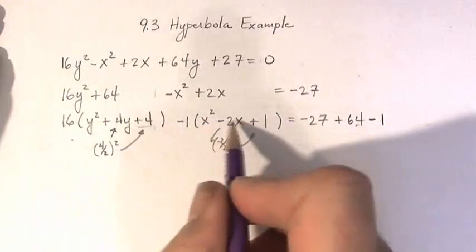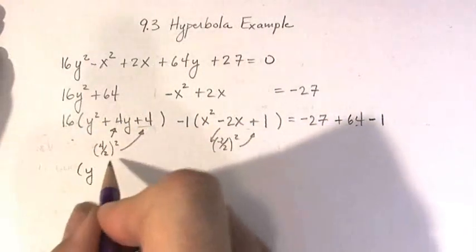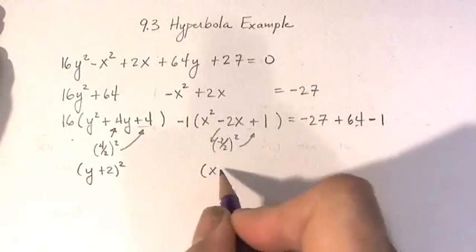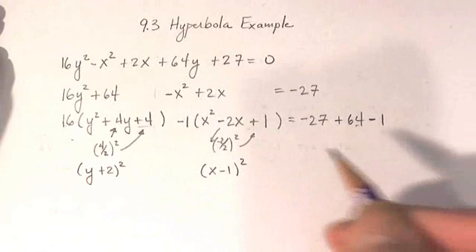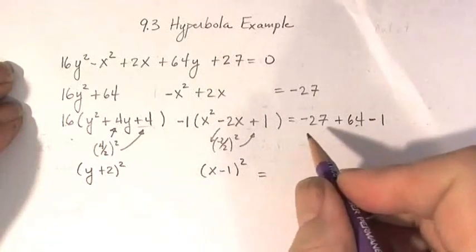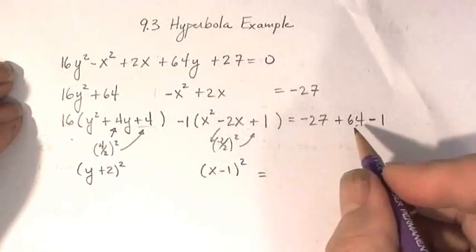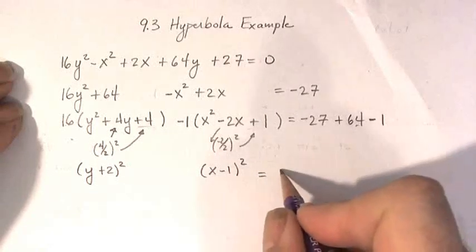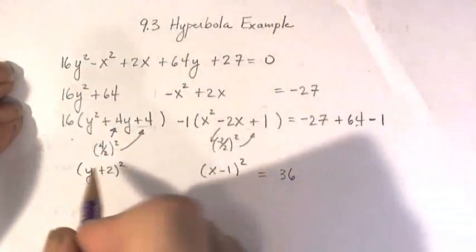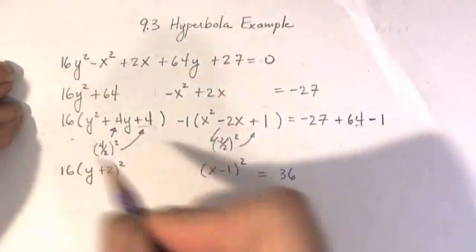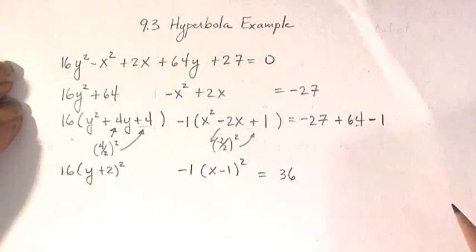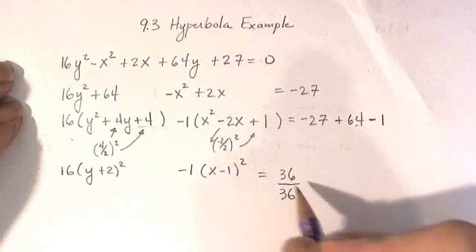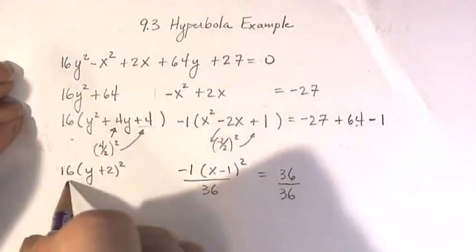Okay, factoring your perfect squares, this will be y plus 2 squared. This one will be x minus 1 squared. On the right side, negative 27 plus 64 is 37, minus 1 is 36. So we still have a 16 and a minus 1. To get it in standard form, we need a 1 on the right. So we're going to divide everything by 36.